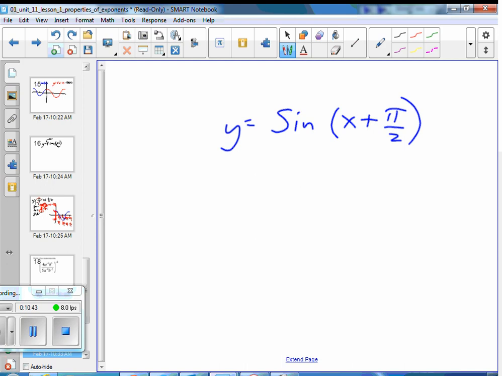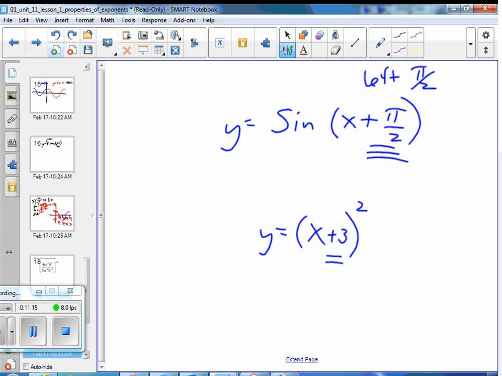This is not a stretch. Think about this for a second. It's kind of like this. What if we had x squared, but then I throw in something with the x, like this, plus 3 squared. Do you get that this moves it left 3? Well, it's the same exact thing. This moves it left a distance. The distance happens to be pi over 2. So this means left pi over 2, and that's called a phase shift. I've shifted the whole thing to the left, pi over 2.